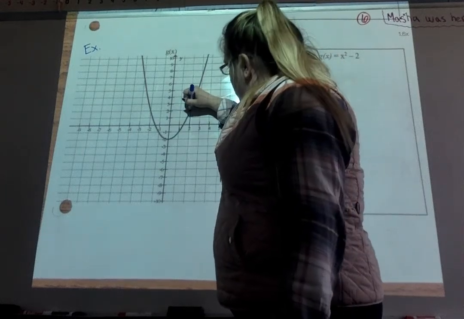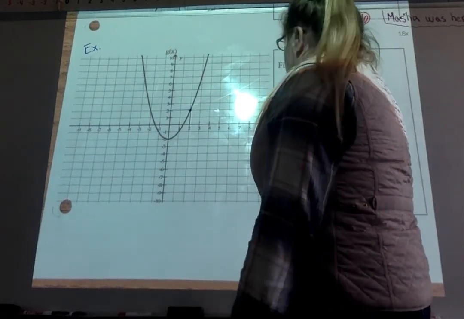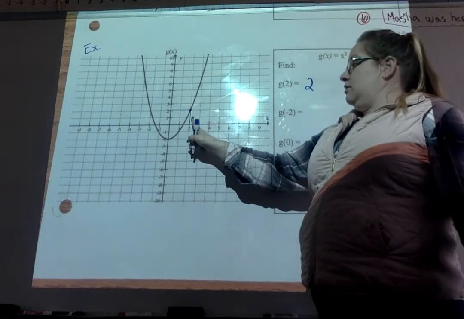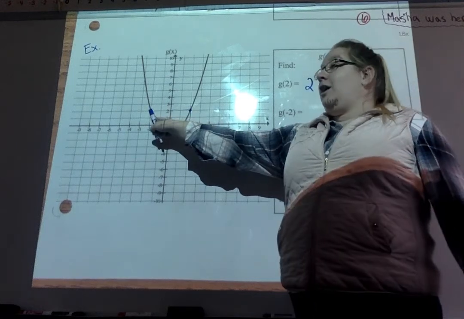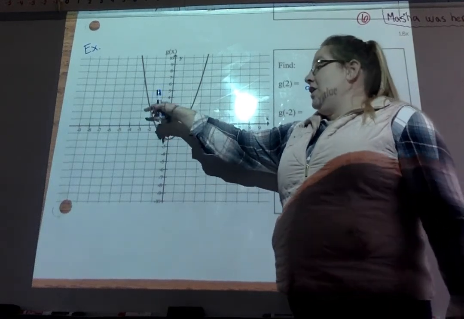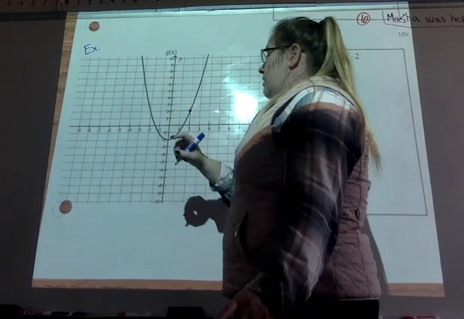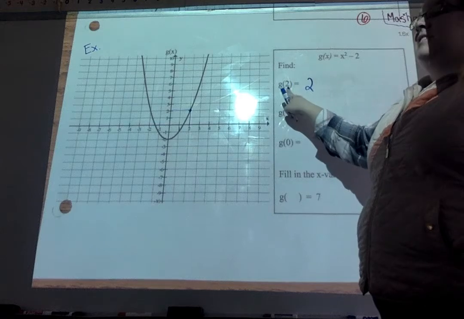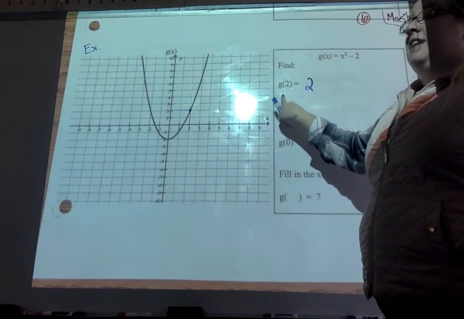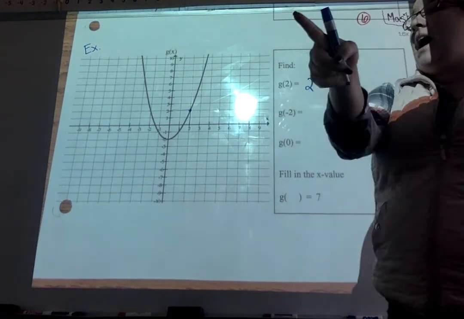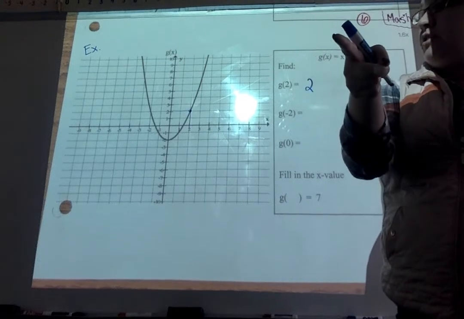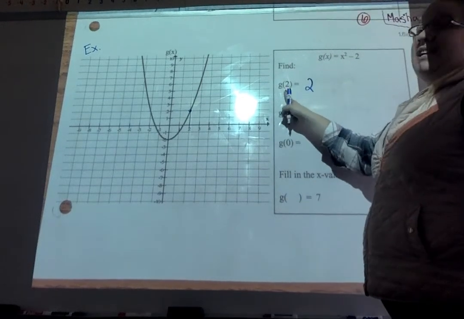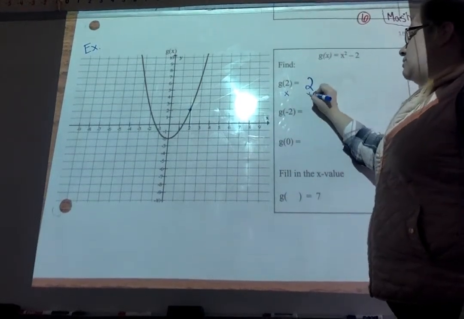What about on the other side? Listen, X has to equal positive 2. X does, not Y. If it's Y equals positive 2, then you would have 2 answers. This one is X, and this is Y.